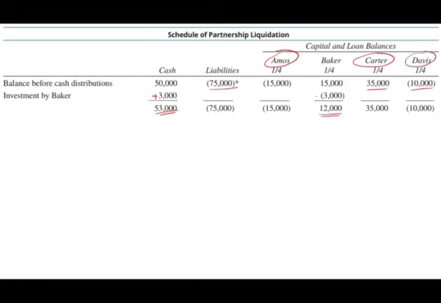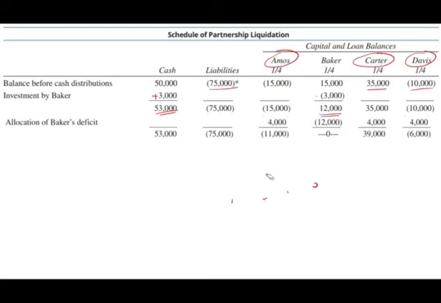It means we're going to have to take the 12,000, and basically those are technically losses, and we're going to allocate them equally between the three. Well, if we take 12,000, allocated equally between the three, each individual will have to absorb 4,000. Therefore, we reduce Baker by 12,000. Baker now is down to 0, and Baker's deficit is going to go to Amos.